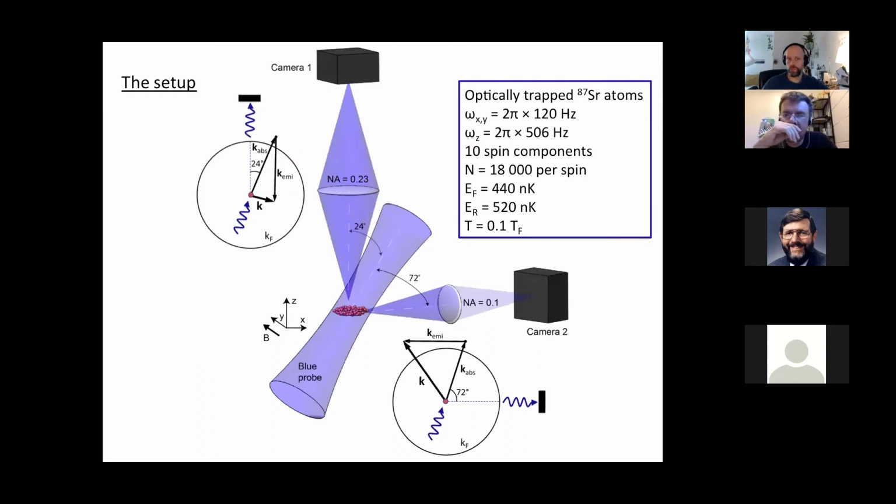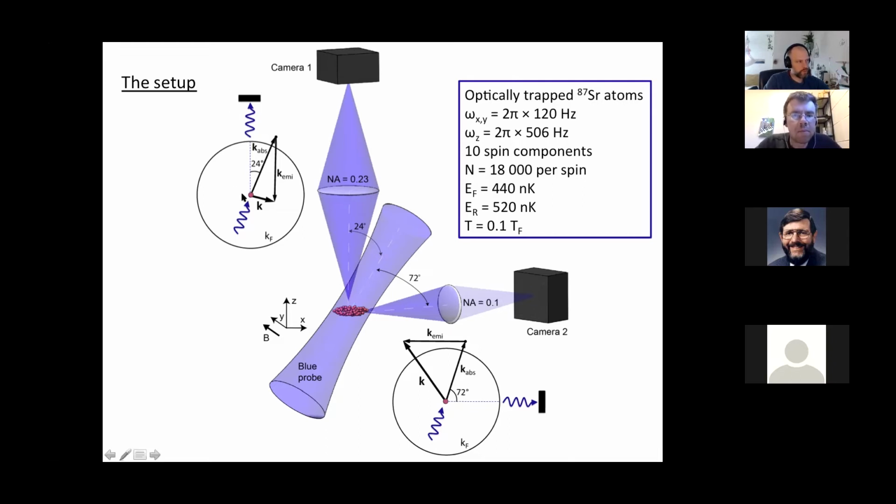We illustrate this a little better in this picture. We have our Fermi gas here, like these little red atoms in a horizontally more tightly confined trap. We shine in this blue probe, and then given the parameters that I've plotted up there, you see our Fermi energy is on the order of the recoil energy. We reach temperatures down to 0.1 of the Fermi temperature. And then as we shine in this pulse, we collect scattered photons along two directions. One is at 24 degrees with respect to the drive beam, the other one at 72 degrees. Because there are certain NAs, they're different for the two directions. This has consequences for signal to noise.